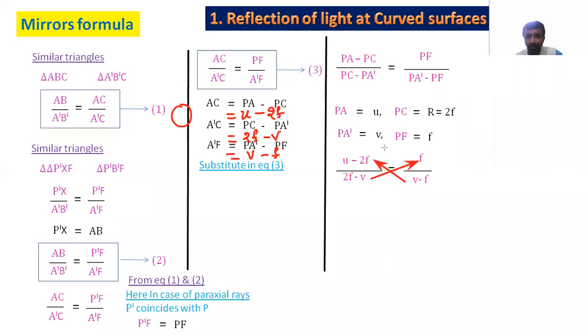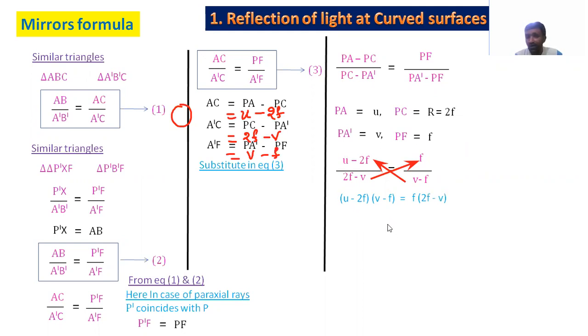Cross product, or equal here in the ratio. So here (U minus 2F) into (V minus F) equals (2F minus V) into F, or F into (2F minus V). For that, expand. So U into V, first term to the second: U into V, U into F, then 2F into V, 2F into F.